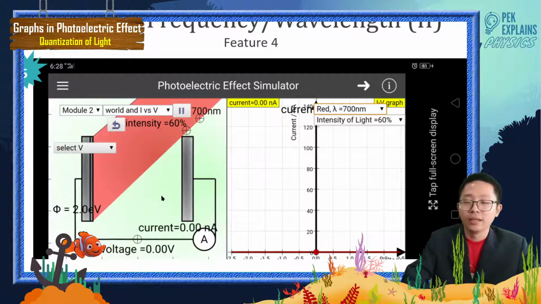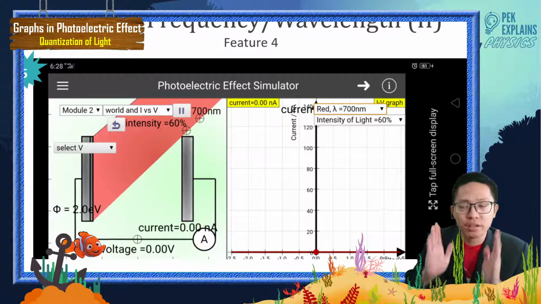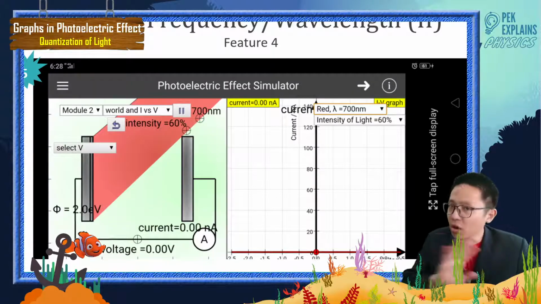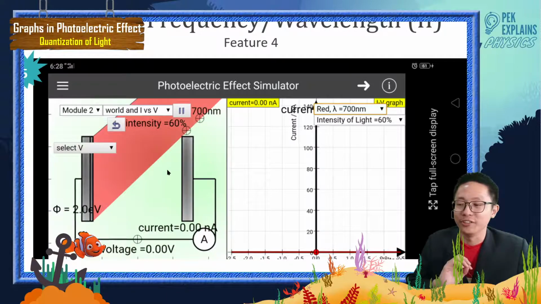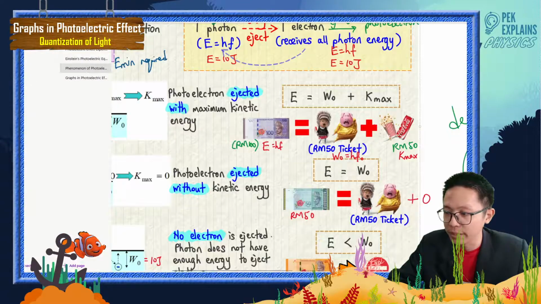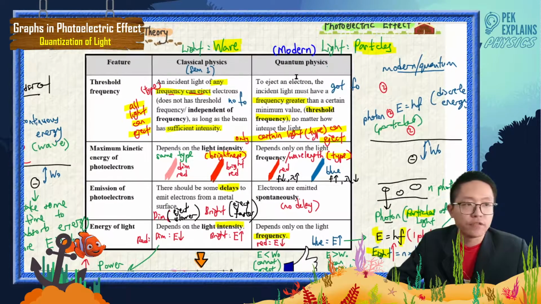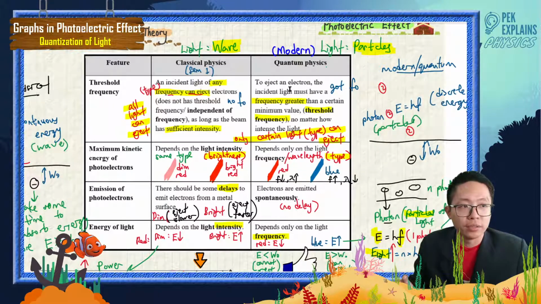This is explained by quantum theory. It has a threshold wavelength, a threshold frequency, or a certain threshold frequency. So not all light can eject electrons. This explains what I mentioned before about the phenomenon of the photoelectric effect. Quantum physics says that the light must have a frequency greater than a certain minimum value, the threshold frequency, then only can it eject the electron. Only certain types of light can eject.